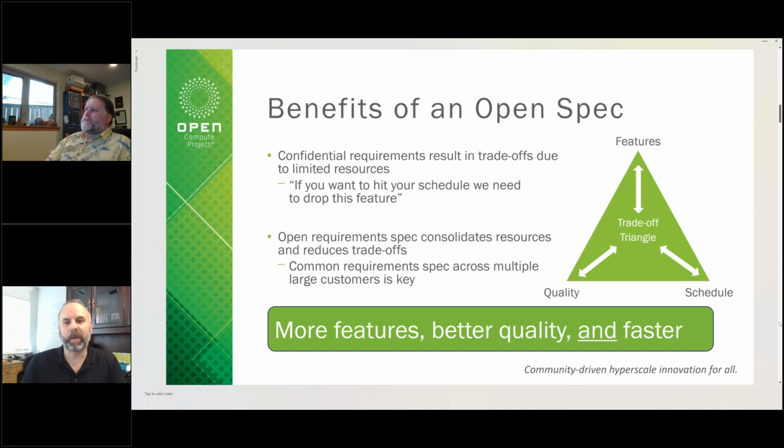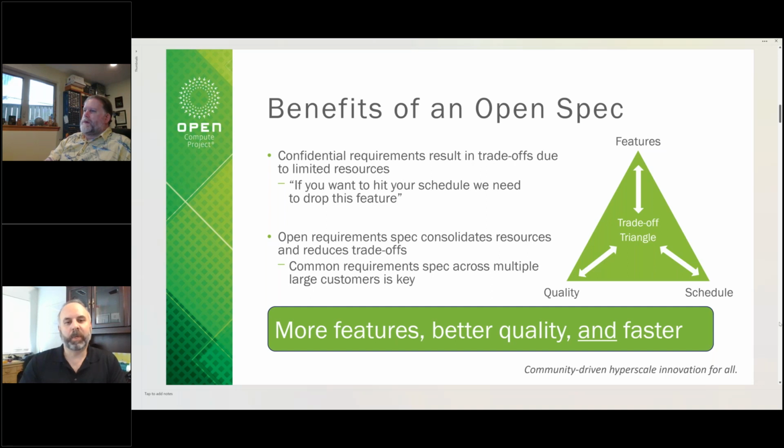So if you look over to the right, this trade-off triangle, I think most people here would be familiar with this in product development. You typically have your features, quality, and schedule, and you can really only get 2 out of those 3. And so we often hear from suppliers, we have a specific schedule we want to launch a new drive with, and we have all the features we want supported. And we often hear, well, if you want to hit your schedule, we're going to need to drop this feature, right? So there come your trade-offs.